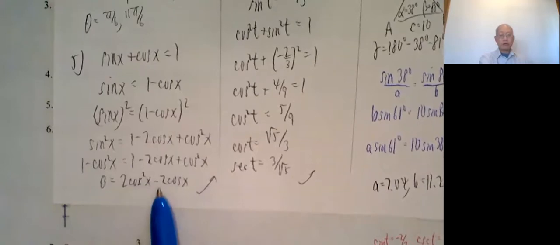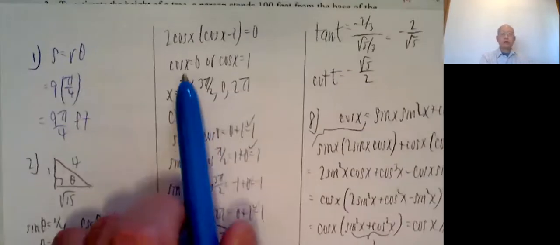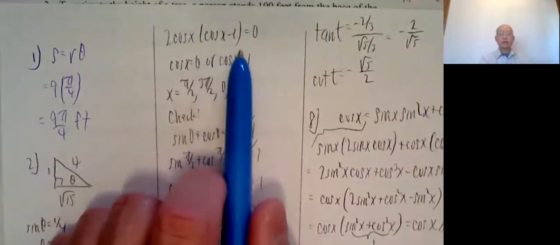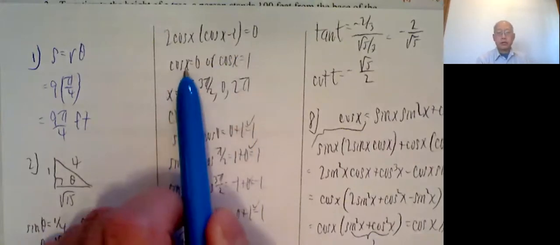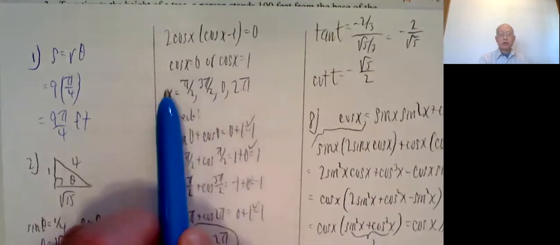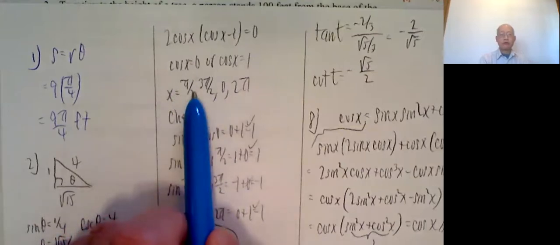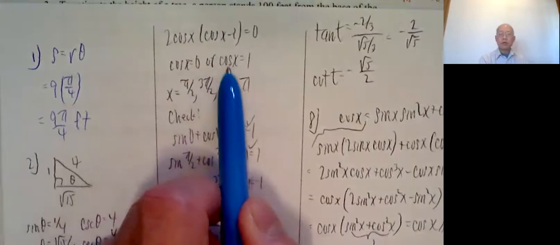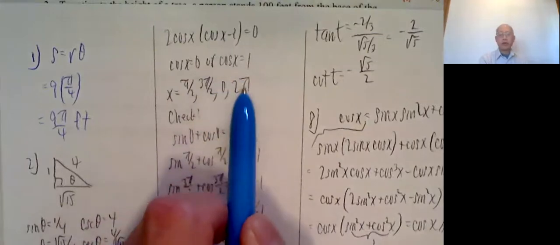Common factor is 2 cosine x. 2 cosine x times cosine x minus 1 equals 0. So cosine x is 0 or cosine x is 1. Cosine x is 0. That would be pi over 2 or 3 pi over 2. Cosine x is 1. That's 0 or 2 pi.